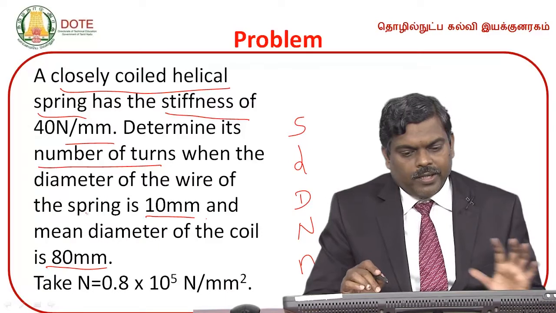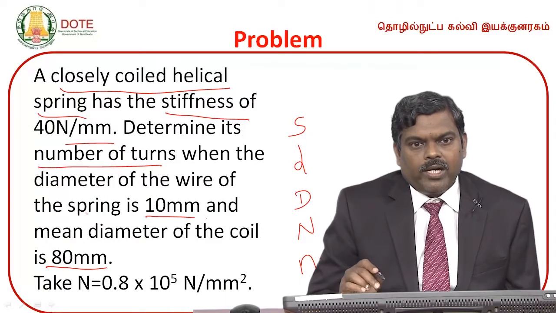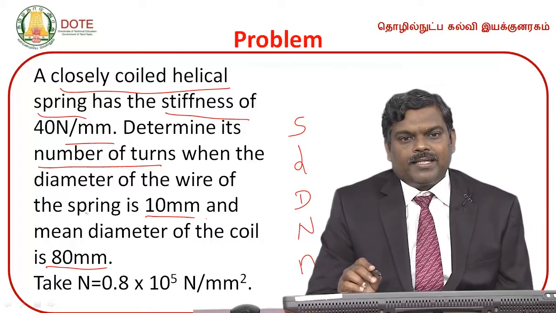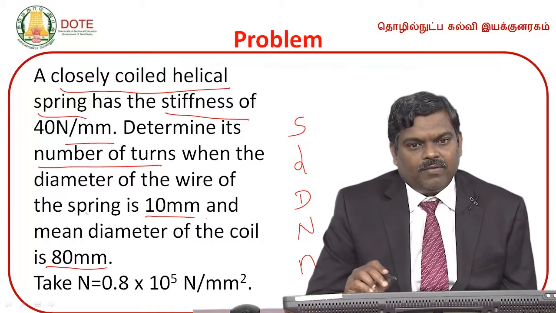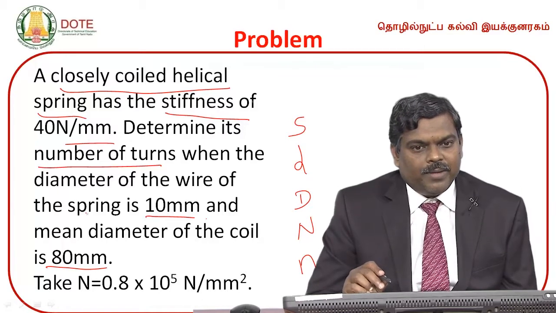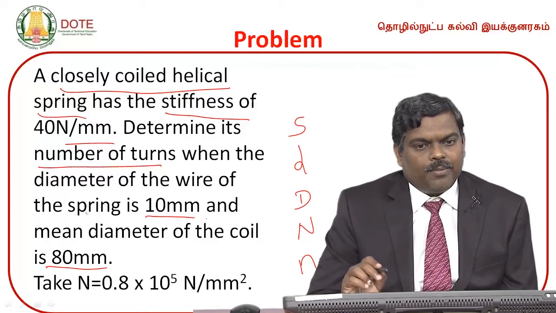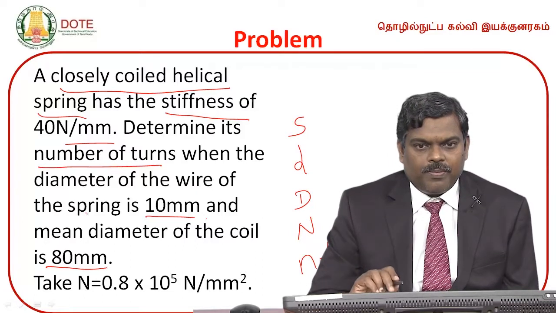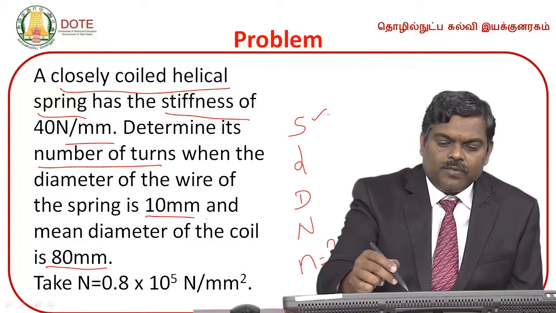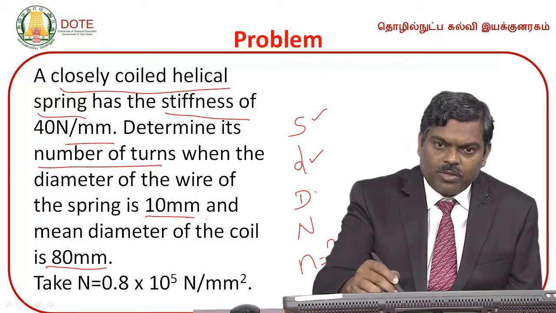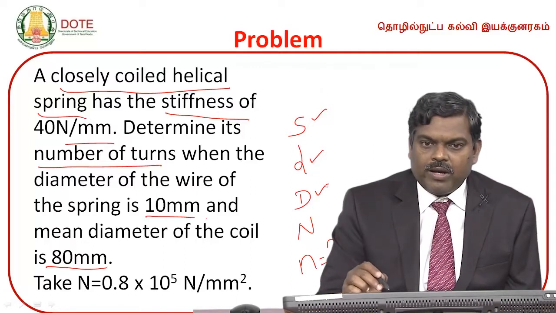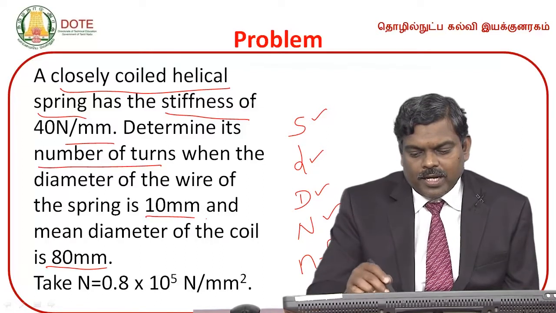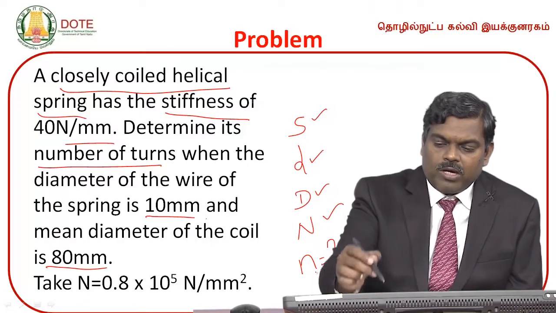ஓகேங்களா, ஸோ என்ன ப்ராப்ளம் வந்து a closely coiled helical spring has the stiffness of 40 Newton per mm. Determine its number of turns when the diameter of the wire of the spring is 10 mm and the mean diameter of the coil is 80 mm. Take modulus of rigidity N is equal to 0.8 into 10 to the power 5 Newton per mm square. என்ன கொடுத்துருக்காங்க, stiffness கொடுத்துருக்காங்க, diameter of the wire கொடுத்துருக்காங்க, mean diameter of the spring coil கொடுத்துருக்காங்க, modulus of rigidity of the spring material is also given. என்ன கண்டுபிடிக்கணும், n கண்டுபிடிக்கணும்.